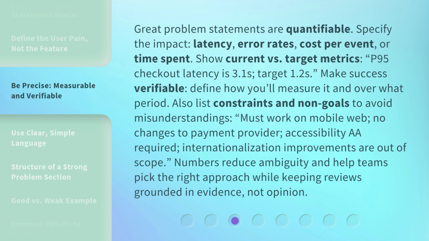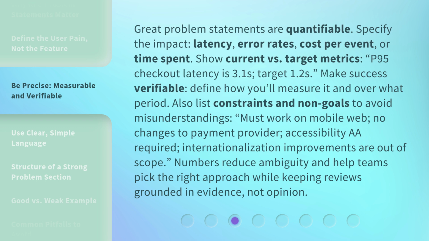Great problem statements are quantifiable. Specify the impact: latency, error rates, cost per event, or time spent. Show current versus target metrics. P95 checkout latency is 3.1s, target 1.2s. Make success verifiable. Define how you'll measure it and over what period.